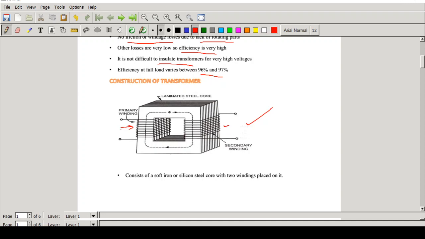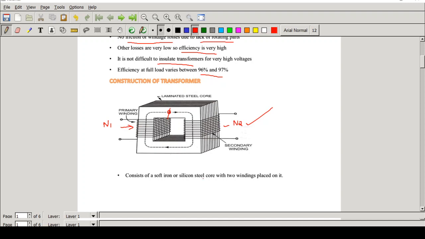Okay. Now the primary winding will consist of, say, N1 number of turns, and let N2 be the number of turns in the secondary. Okay. Now here you can see the flux phi. This is called the mutual flux. So this is the flux which is linking both the primary as well as the secondary winding.